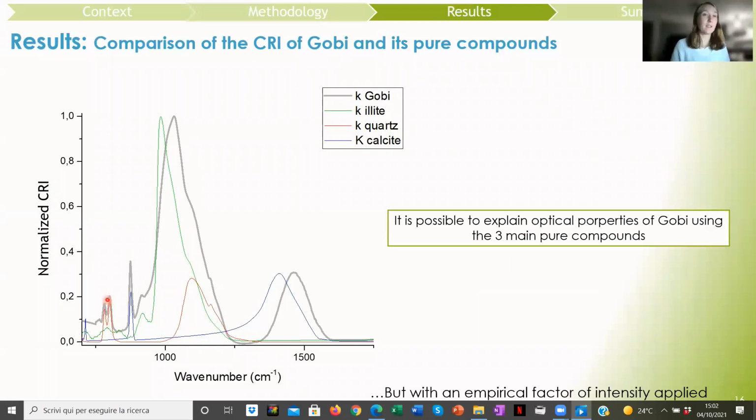But the only problem is that the spectrum I showed you was normalized. So I modified the concentration or the intensity with an empirical factor in order to fit and to better see where the pure compounds are fitting the features of Gobi. But it could be nice to now check with the real chemical composition and the real volumic fraction, for example, if it's possible to retrieve the refractive index of Gobi using these three main compounds.